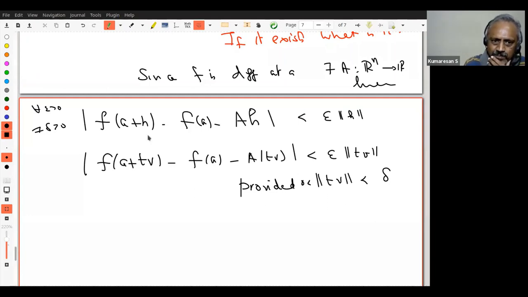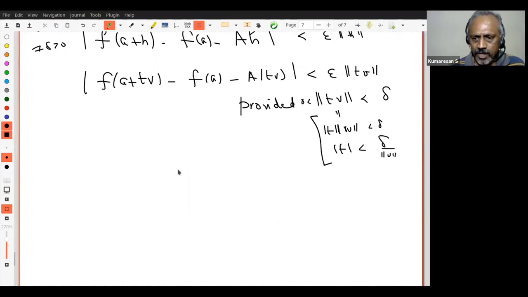Do you understand this? In place of h, I substitute the vector tv. Then this inequality is true provided length of h is less than delta. That means length of tv should be less than delta. Do you follow that? Okay. Now what is this? This is mod t times length of v, which should be less than delta. That means mod t should be less than delta by length of v. But that's independent. Okay. That means for all t near 0, this will be a true statement.